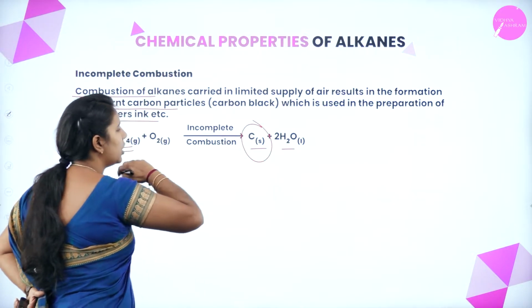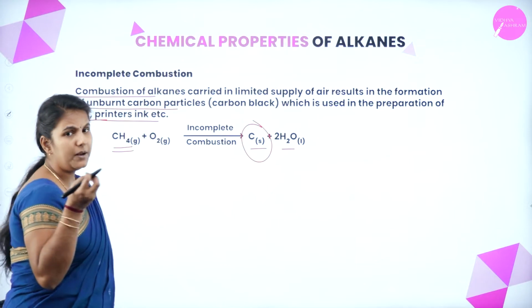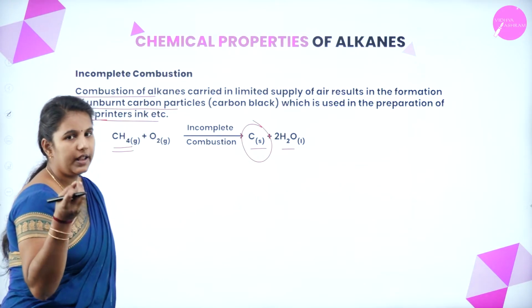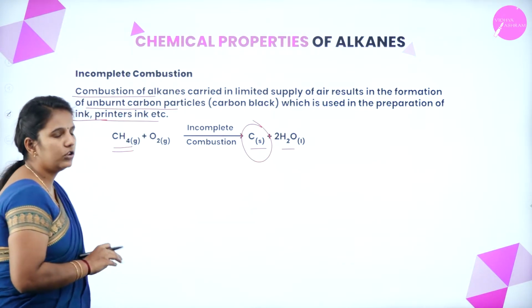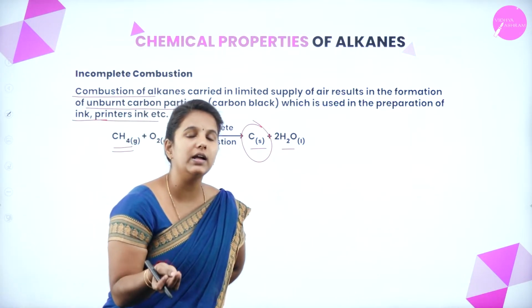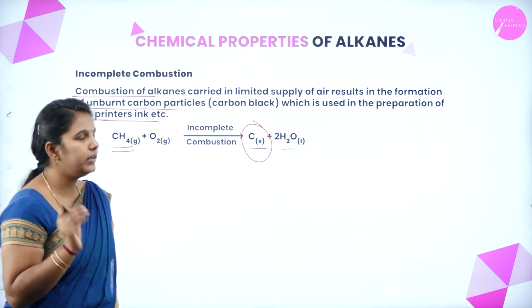This carbon, which is not completely combusted, is known as carbon black, and this will be used in printers, especially as ink. Okay, this kind of reaction is known as incomplete combustion, where my alkane is not undergoing complete combustion. It is an incomplete one.